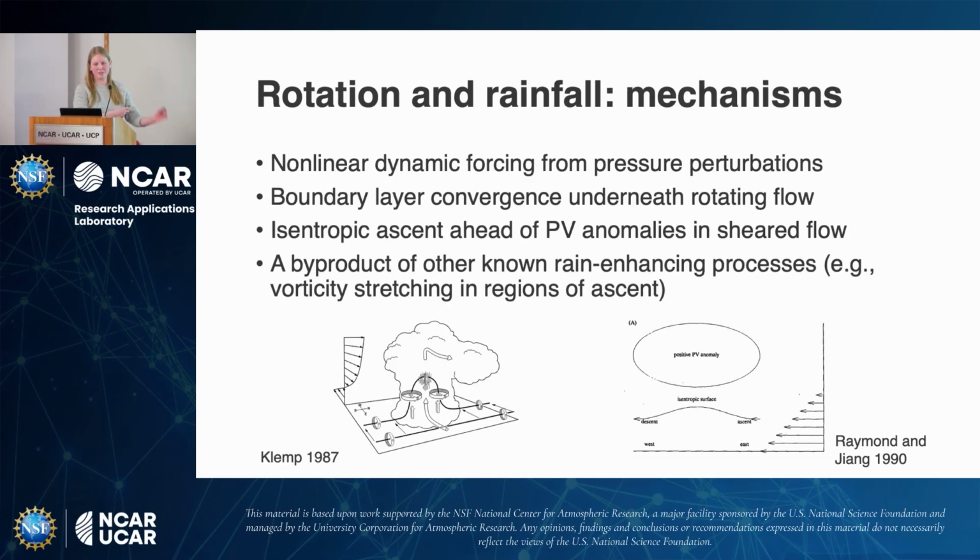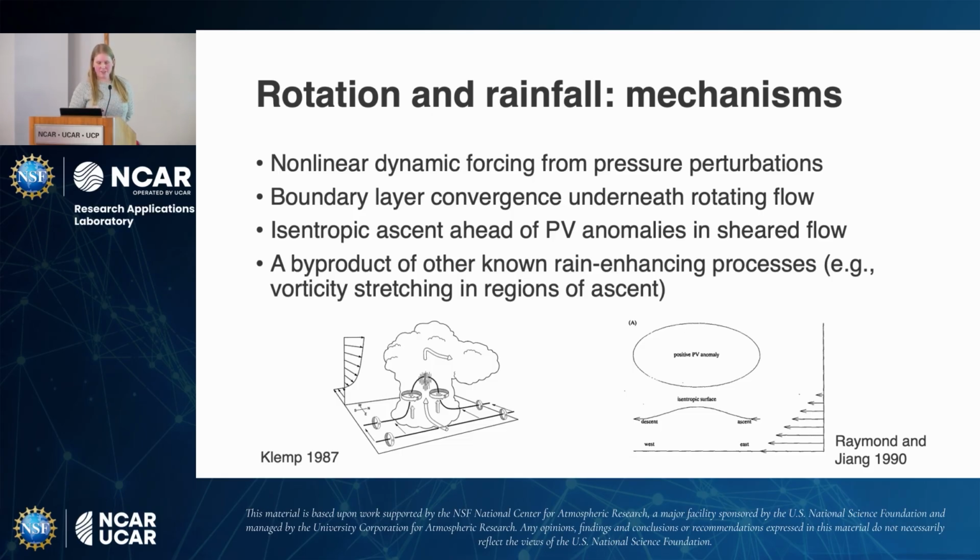Thinking about rotation and rainfall, there are a few mechanisms where they could be related. Again, the nonlinear dynamic forcing from pressure perturbations, which seems like it would probably be more appropriate in supercells. There's boundary layer convergence underneath rotating flow. You can have isentropic ascent ahead of PV anomalies and sheared flow. But then also, we know that rotation is a byproduct of other known rain-enhancing processes, so you have vorticity stretching in regions of ascent. So it could be a process or it could be a result of these processes.